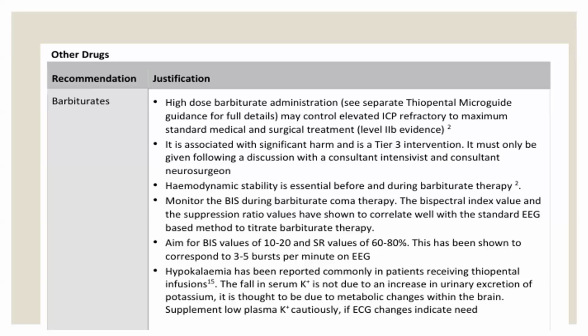The bispectral index value and the suppression ratio value have been shown to correlate well with standard EEG-based methods. Aim for bispectral index values of 10 to 20 and SR values of 60 to 80%. Hypokalemia has been commonly reported in patients receiving this intervention. The fall in serum potassium is not due to increased urinary excretion of potassium. It is thought to be due to metabolic changes within the brain.